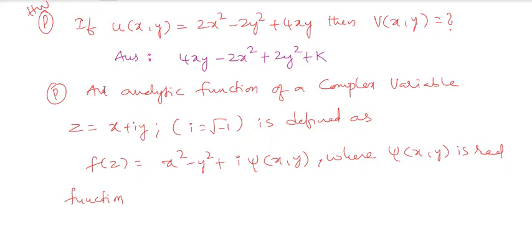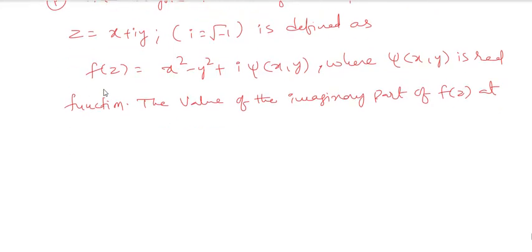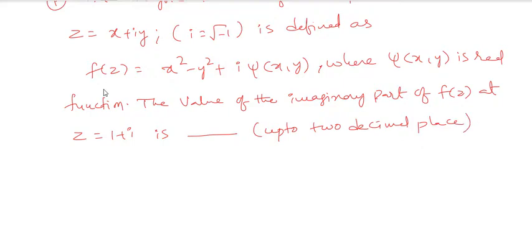Psi of x comma y is a real function. Then the value of the imaginary part of f of z at z equivalent to 1 plus i is dash, in brackets, up to 2 decimal places. This is a GATE 2022 marks question.